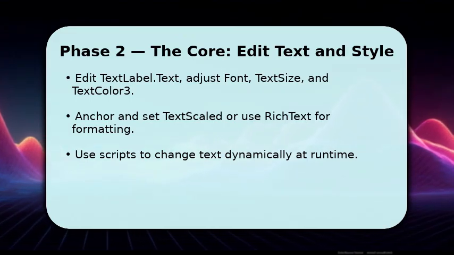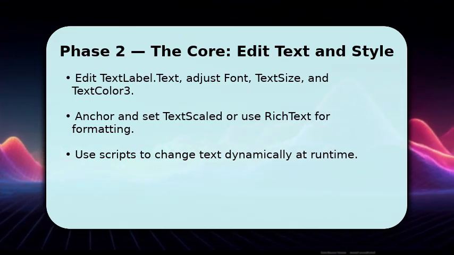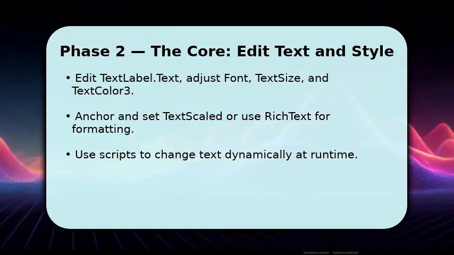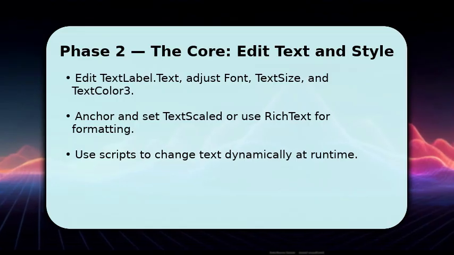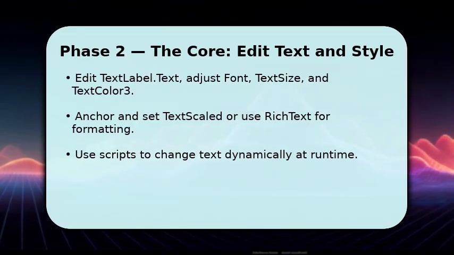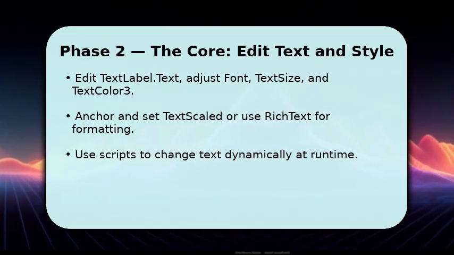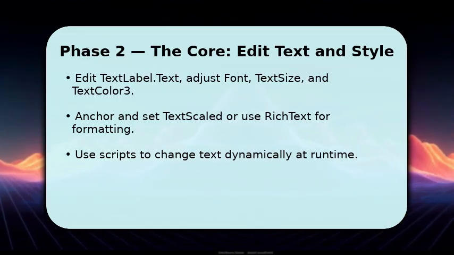For interactive signs, add a local script or script that sets text label. Text at runtime and reference the object via script. Parent or wait for child. This makes signs dynamic, so players see changing messages or localized content.